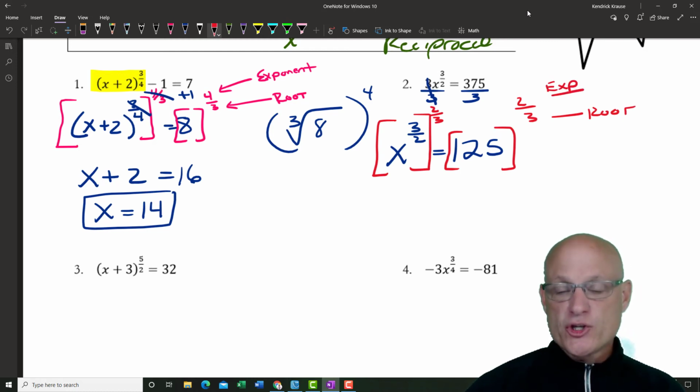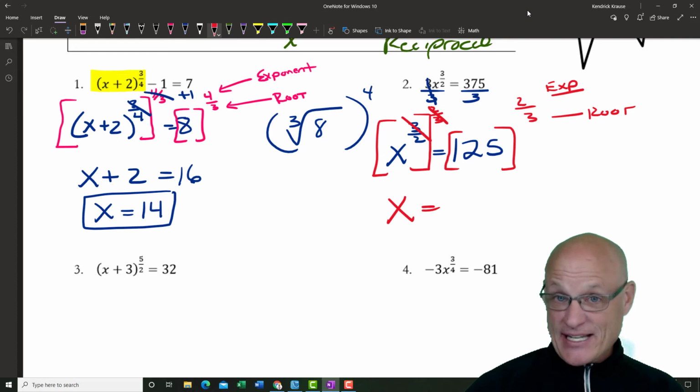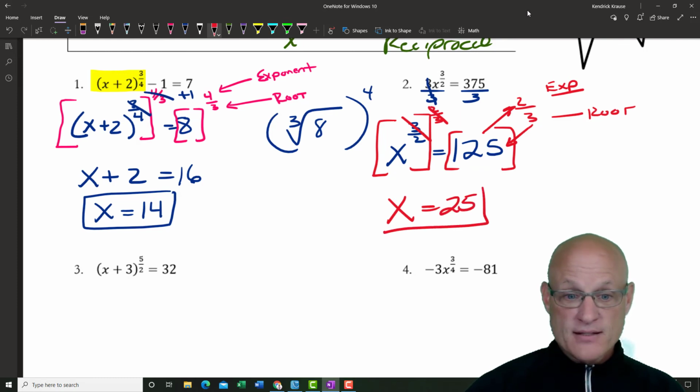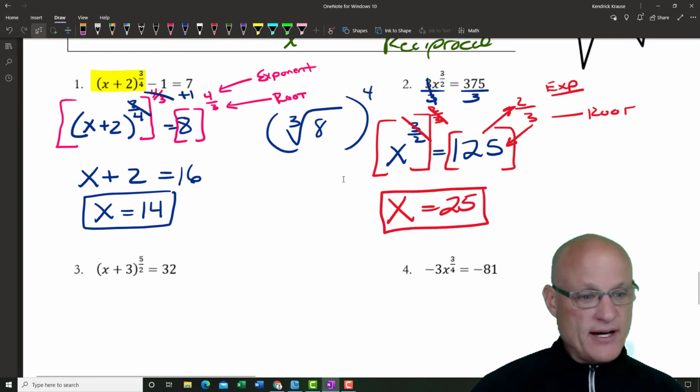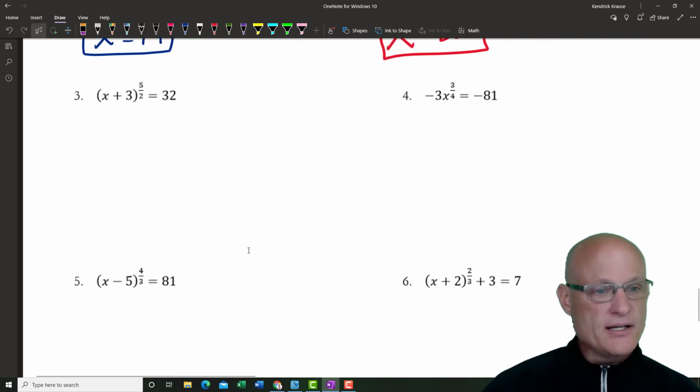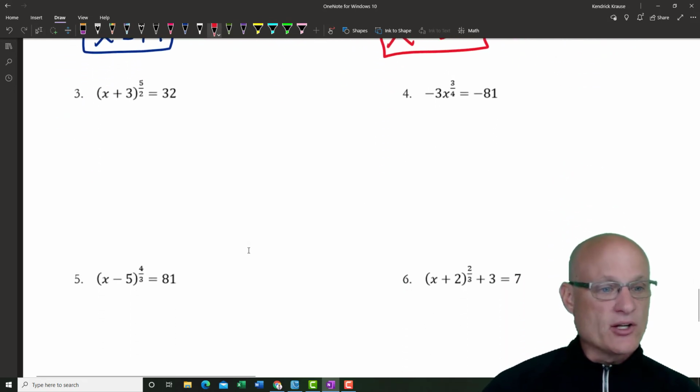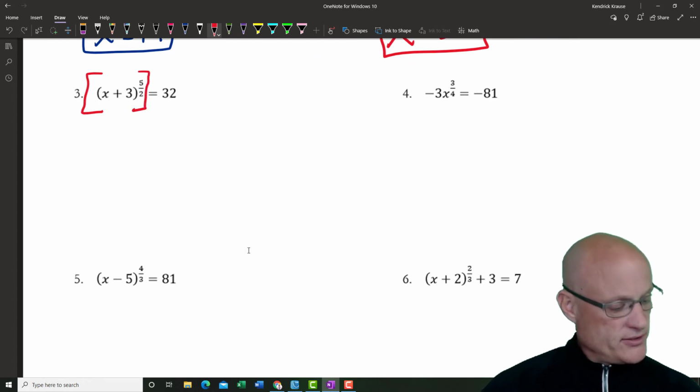So what is the cube root? These just cancel. What is the cube root of 125? It's 5. So the cube root of 125 is 5. 5 squared is 25. And if you check that one, it works out fine. All right. This one already has the weird thing alone, so we're just going to simply raise it to the reciprocal.